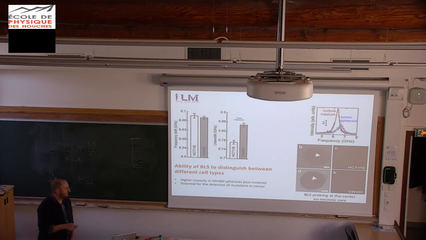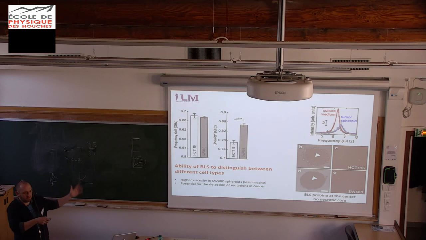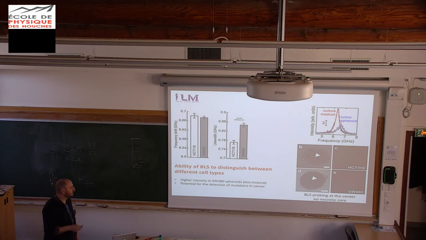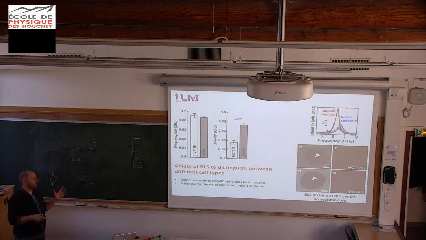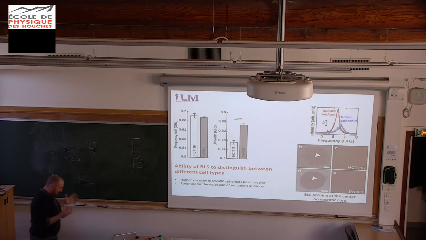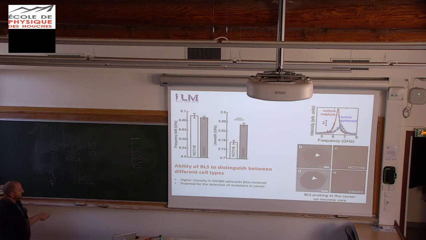The first experiment we have done, so this is a spectra, so this is a culture medium, so almost water, I would say, and this is a tumor cell signal. So you see that we have to resolve things that are quite close together. And the first thing we wanted to know was if we were able to differentiate between two types of cancer, which would be already a good information. So this is what I show you here.